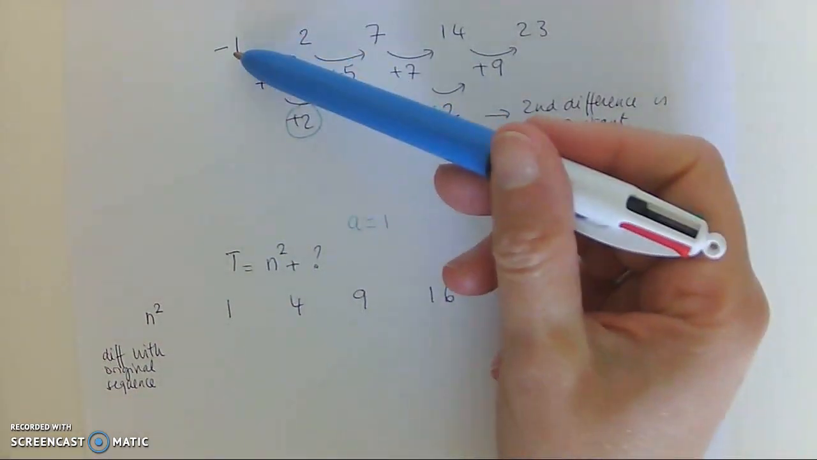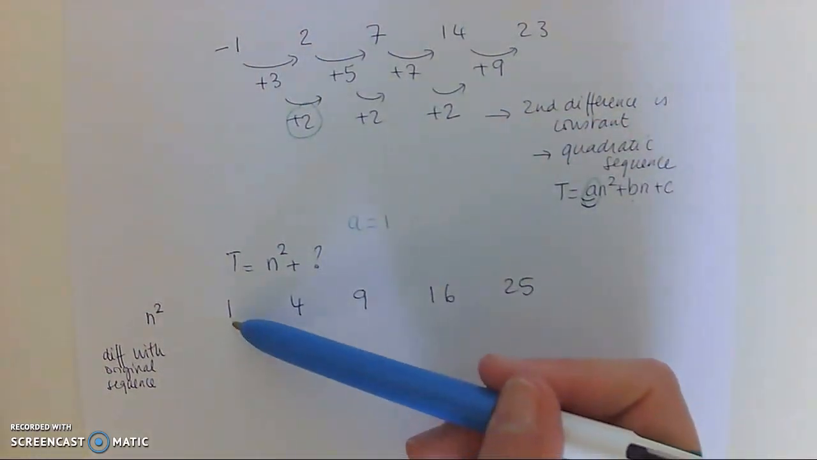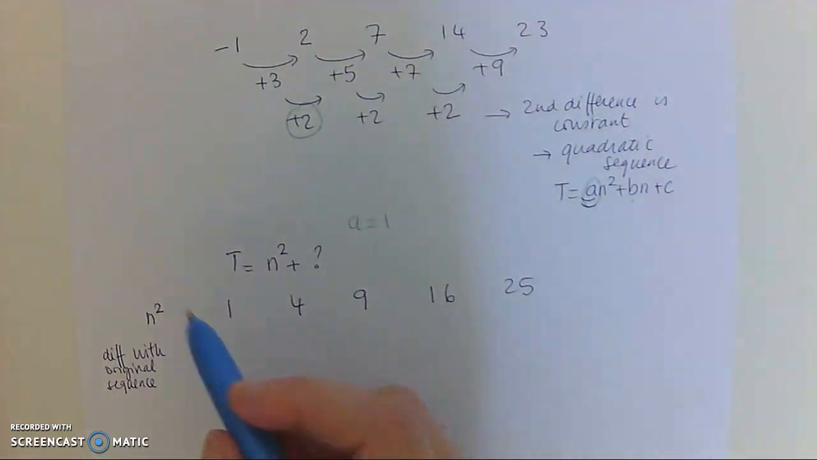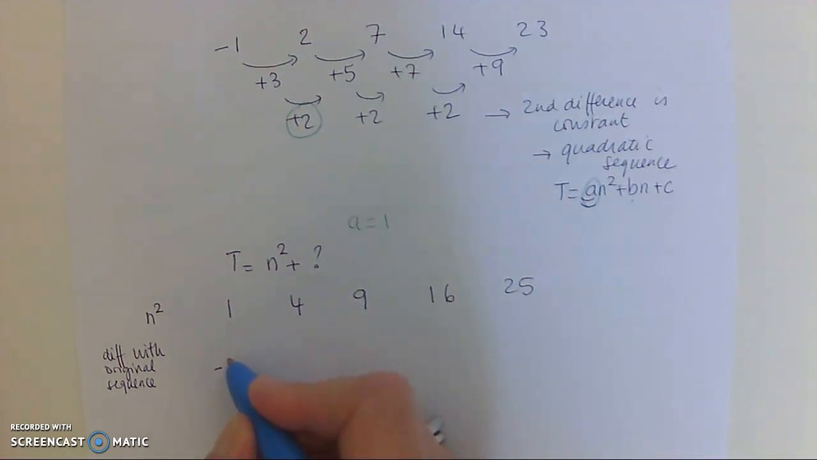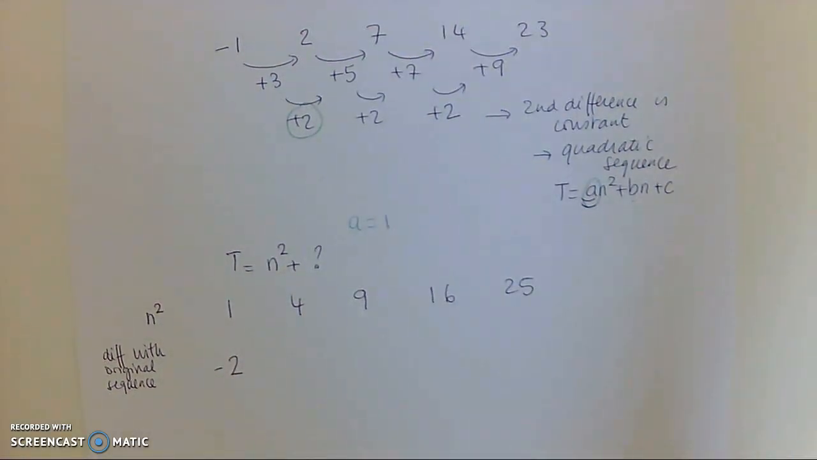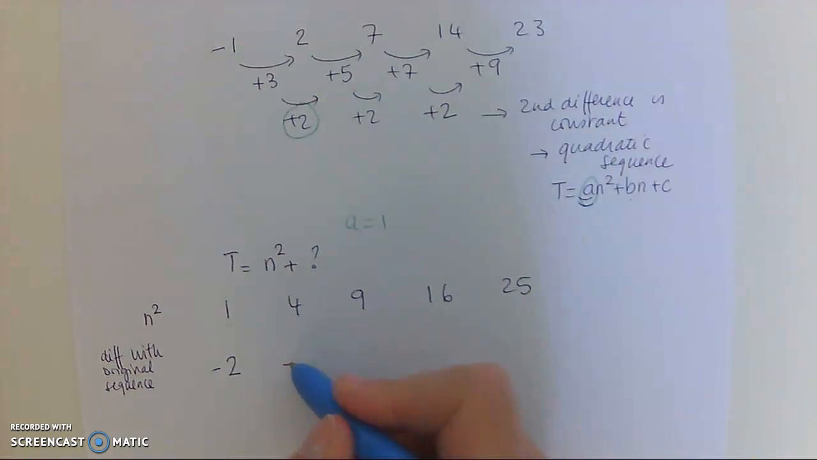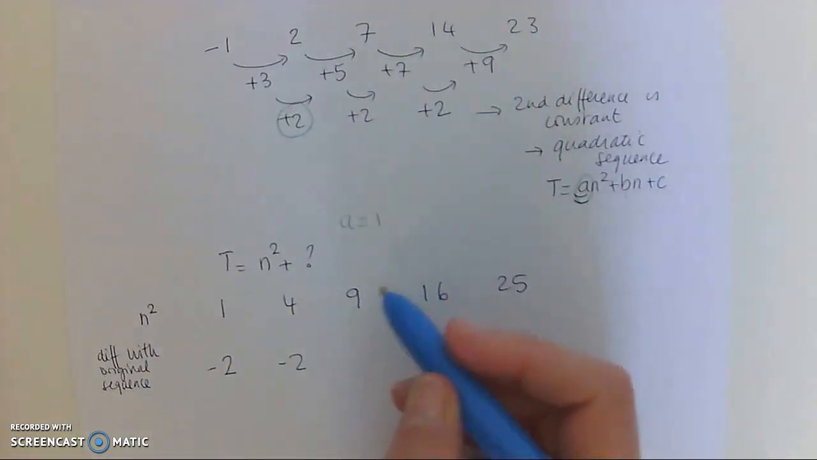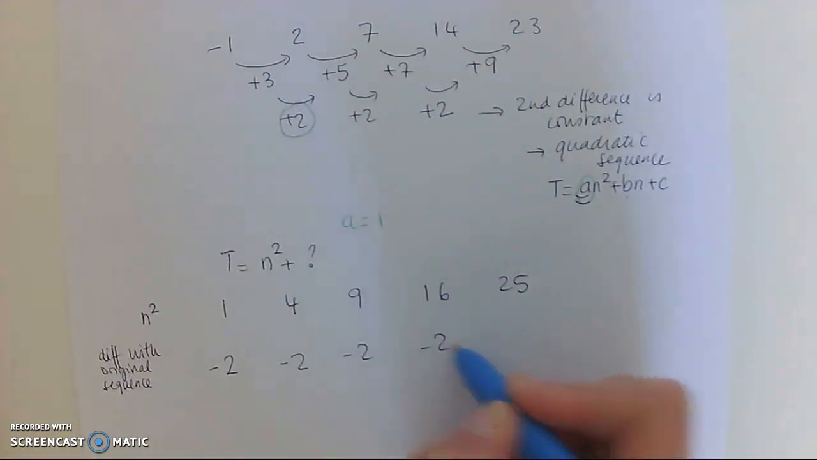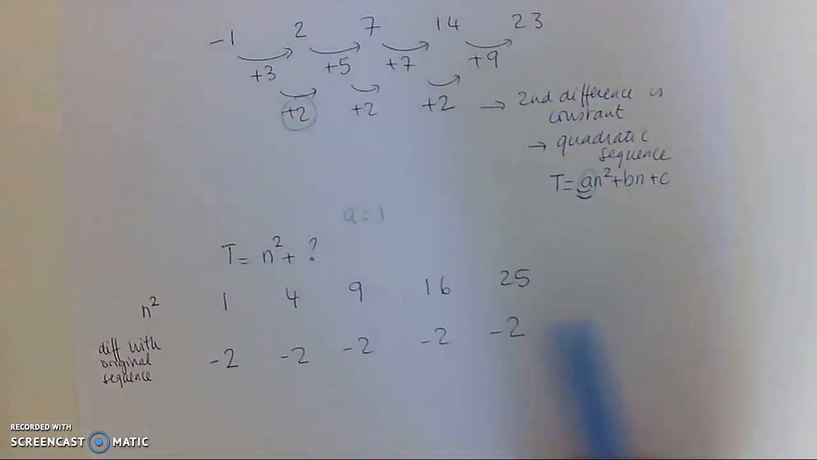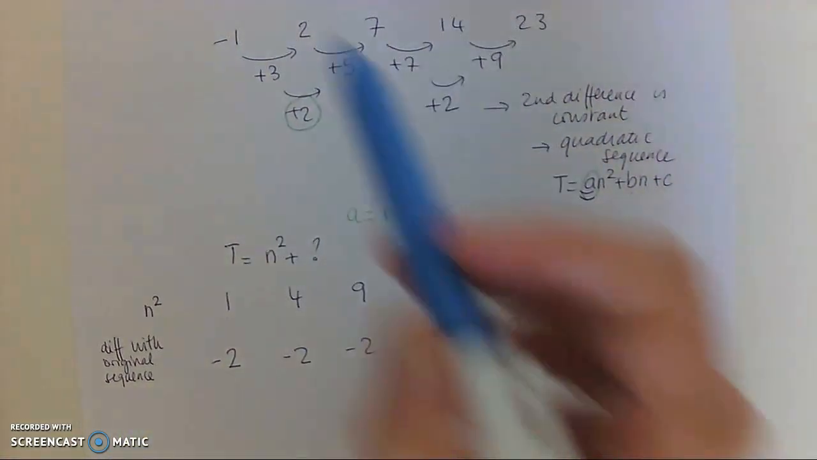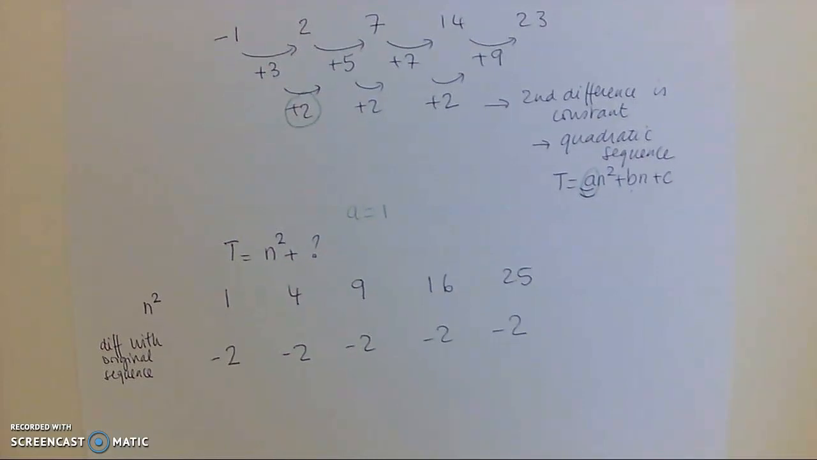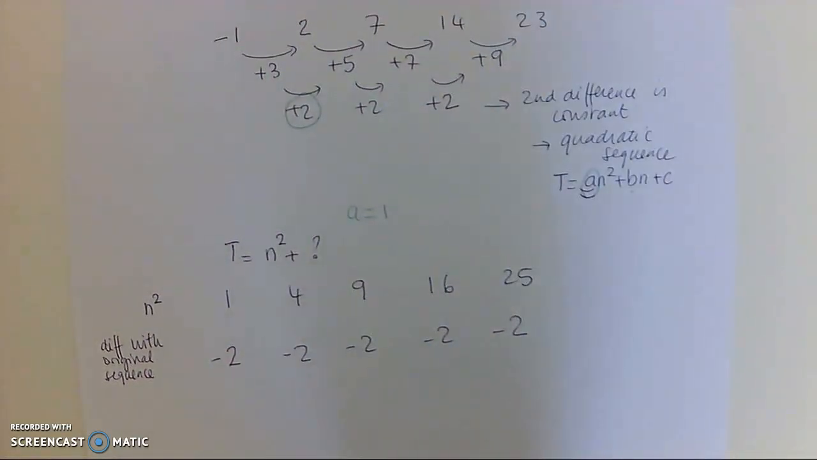So if I start with my sequence and I compare with n squared, my sequence is 2 less than the n squared, and it seems to happen all the time. Minus 2, minus 2, minus 2. So if I start with n squared, I would have to take away 2 to get to my sequence. And that seems the only thing I need to do. So in the end, my sequence is n squared minus 2.